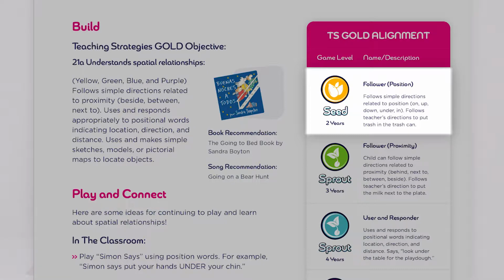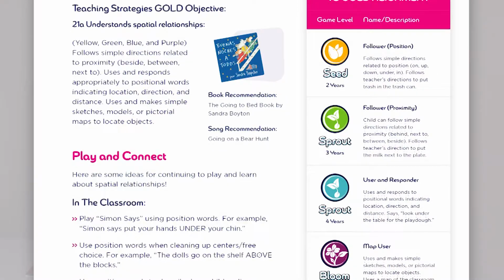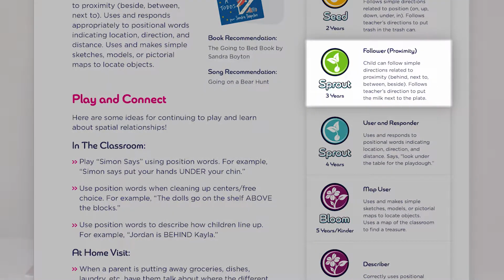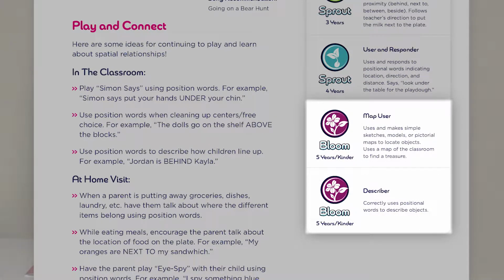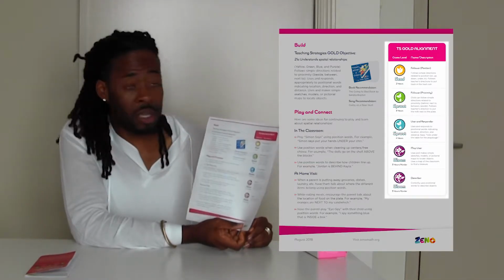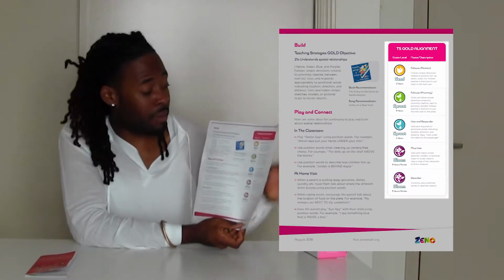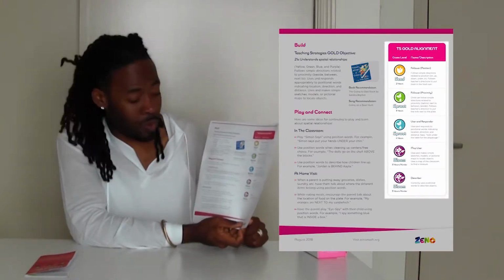And that is the 2-year-old is where we kind of start with seed, the sprout level for 3-year-olds and 4-year-olds. And then we have the bloom level, which is for 5-year-olds to kindergarten. Please do make sure that your child is starting at all times at the seed level and making its way down the line. Next, we go to our Find Zeno Station Guide.